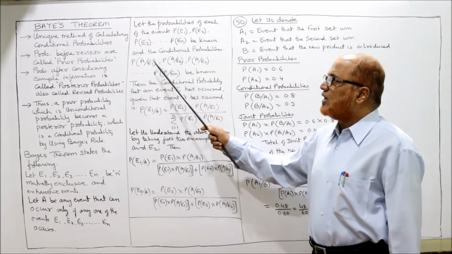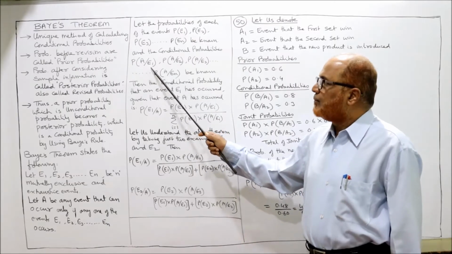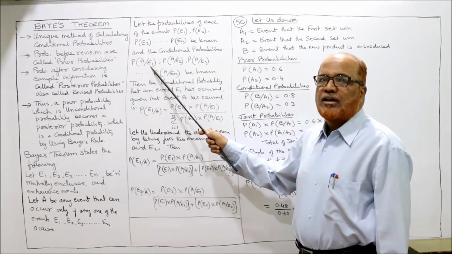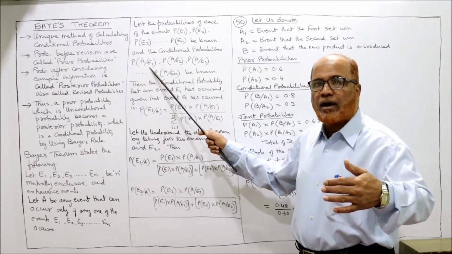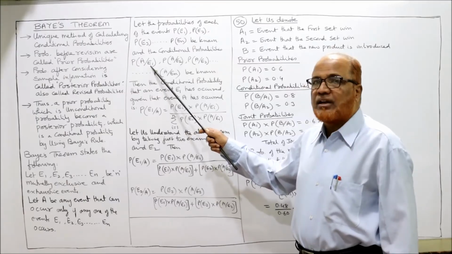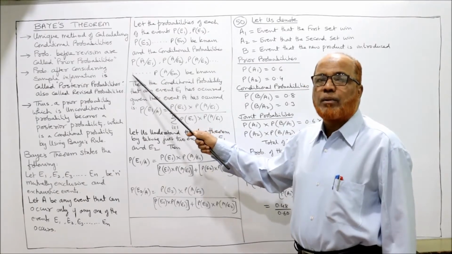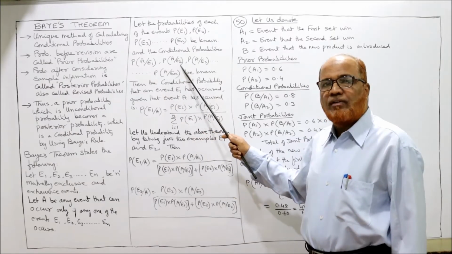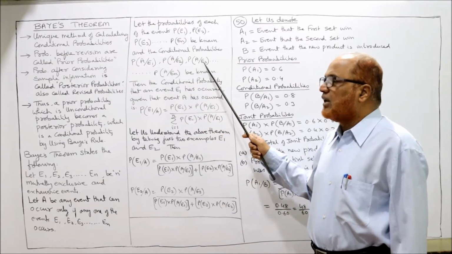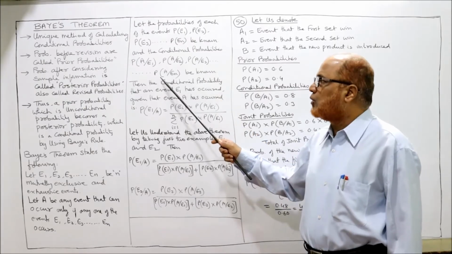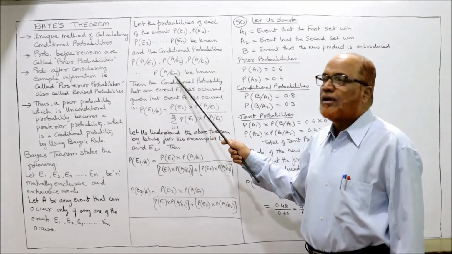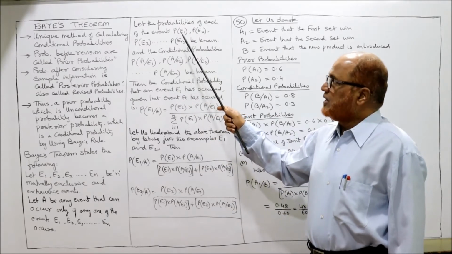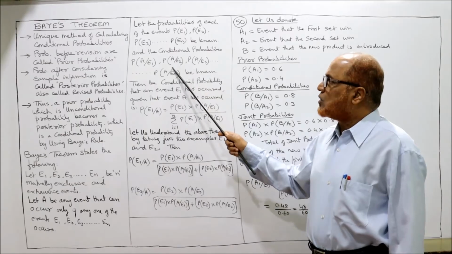So we are given the conditional probability P of A given E1. How do we read this? P of A given E1, that is, E1 has happened. After the occurrence of E1, A occurs. So probability of A given E1. Similarly, probability of A given E2, probability of A given E3, like that, so on up to probability of A given En. These are the conditional probabilities. These are the unconditional probabilities, which are called prior probabilities, and these are the conditional probabilities.